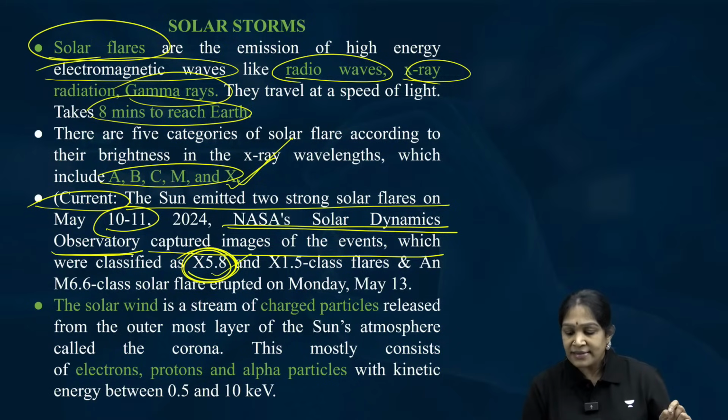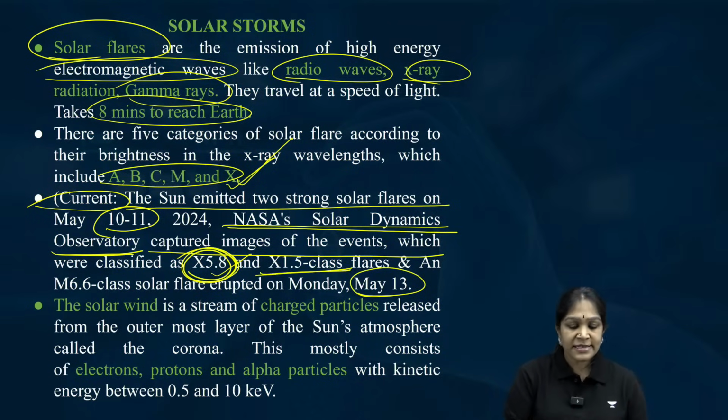Same way, May 13th, X1.5. Which is higher intensity, May 11th or May 13th one? 5.8 is higher intensity than 1.5. So on May 11th, we got the highest intensity solar flares.